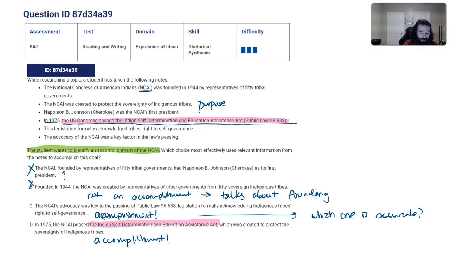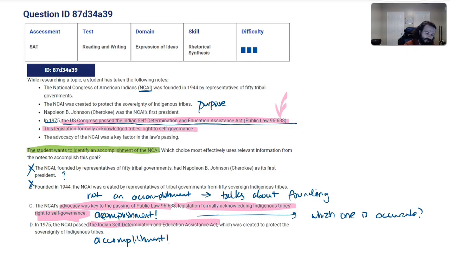This legislation formally acknowledged the tribe's right to self-governance. The advocacy of the NCAI was a key factor in the law's passing. That makes a lot of sense. When we say that the advocacy was key to this passing, right? To the passing of this law. And note that the law number itself here is not even referenced in the notes. But this legislation formally acknowledging indigenous tribes' right to self-governance, well, then that's what that is, right? Oh, actually, it is referenced. It's referenced in parentheses here. Something we can very easily overlook, as I just did.